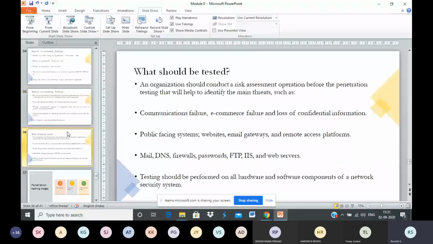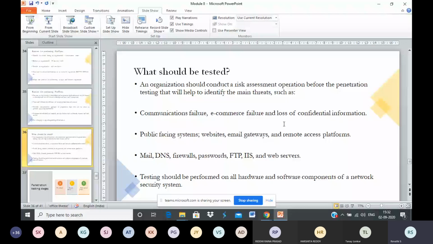Next, what should be tested? We have to test everything. It may be hardware or software, all components connected to the network system. We need to test and do a risk assessment for all the threats. It may be communication failure, where sometimes there may be a problem in the network communication, e-commerce failure, loss of confidential information, public facing systems, websites, email gateways, everything. All these things are threats to the normal operation of an organization connected with the network.